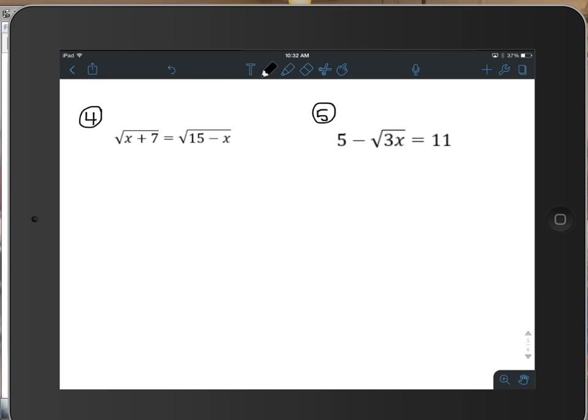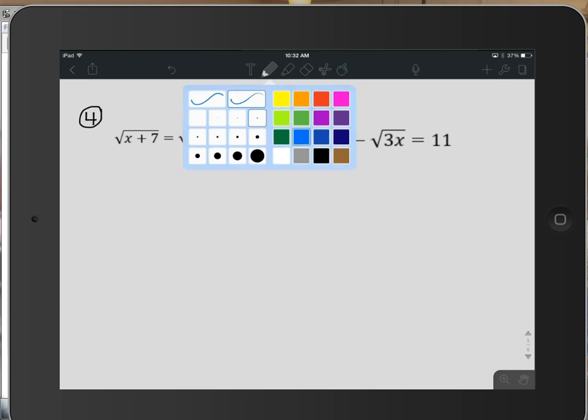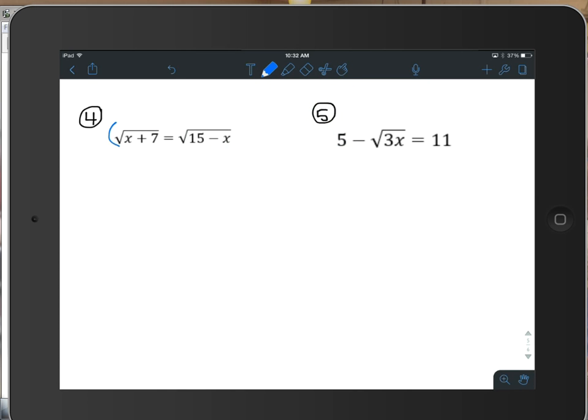Okay, in number 4 we have 2 radicals, but if you just check, the first step is to isolate the radical. And when I look at my equation, both the left radical and the right radical are isolated. Okay, so I can go ahead and get rid of the radical by squaring both sides.